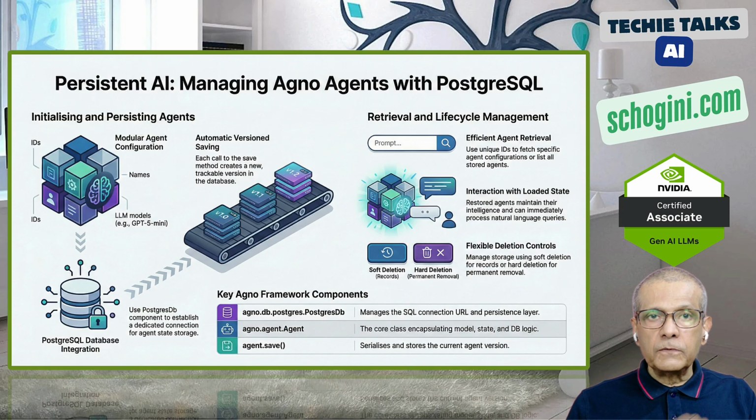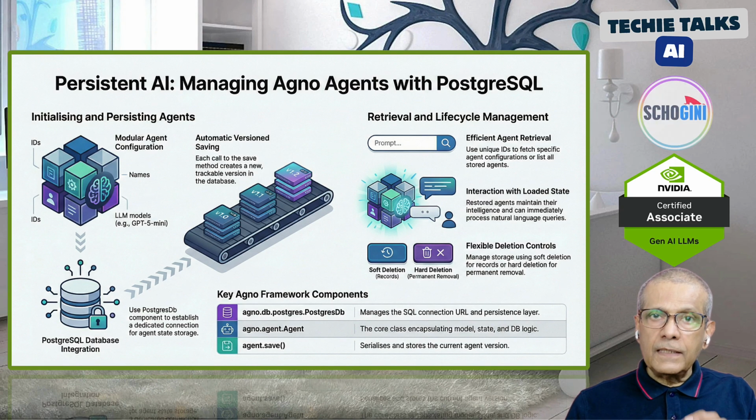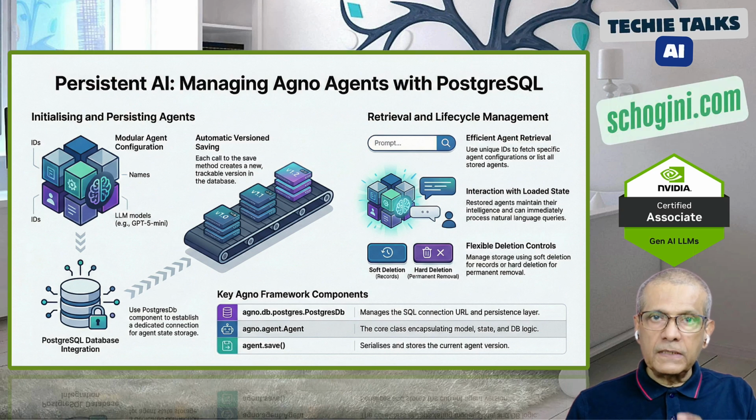So here is a real question. How do you save an AI agent? Can we save it to a database? Can we save the agent object to a database? Not just its prompt, but its identity, its model, its version, and its ability to come back exactly as it was, its state. Today we are going to answer that.